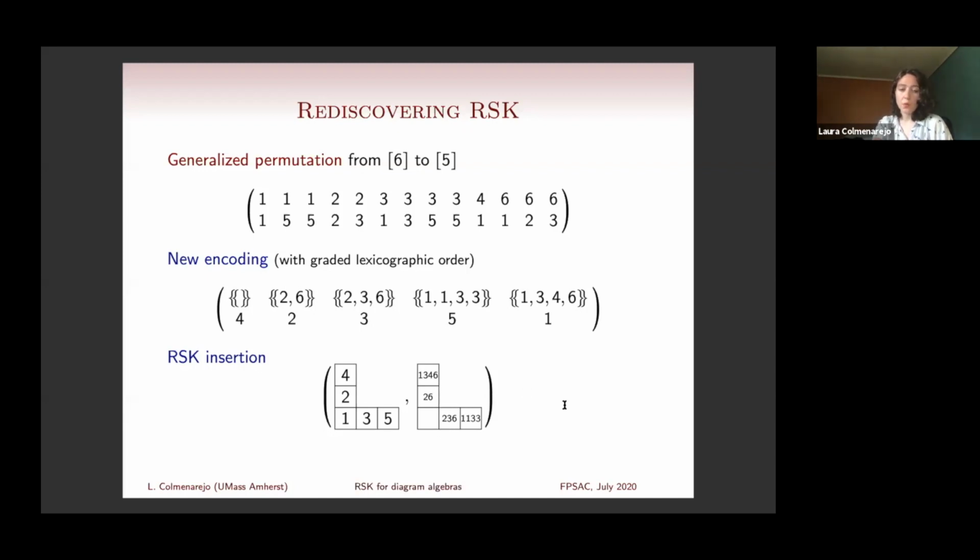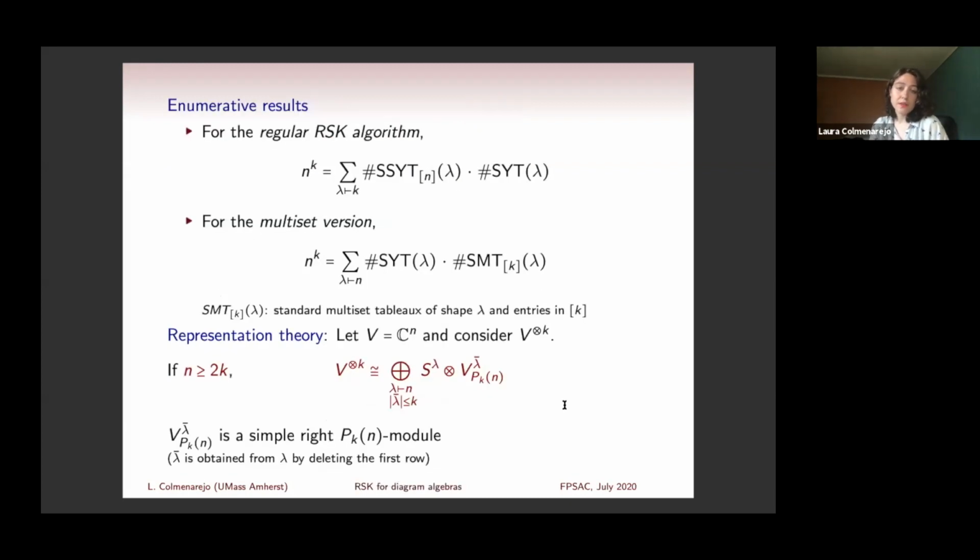And then we can compare again how this is related to the other version of the RSK. With respect to the enumerative results, if we are looking again at Schensted, the regular RSK was given by this formula that I explained before. And now for the multiset version, we are getting n to the k again, but now I have standard Young tableaux on the left, and I get standard multiset tableaux of shape lambda with entries in k on the right side.